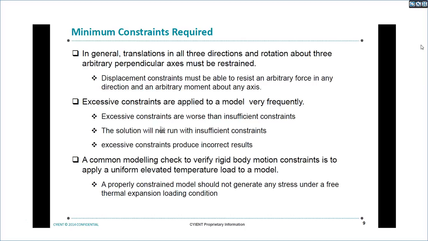Okay, so any geometry which is constrained, when you give a uniform elevated temperature, it's like a uniform thermal expansion. In theory, uniform thermal expansion should not cause any stress. So when you apply boundary conditions and want to check whether the model is properly constrained or not, apply uniform temperature, run the model and check whether any stress is generated. If stress is generated, it means the constraints are not proper.